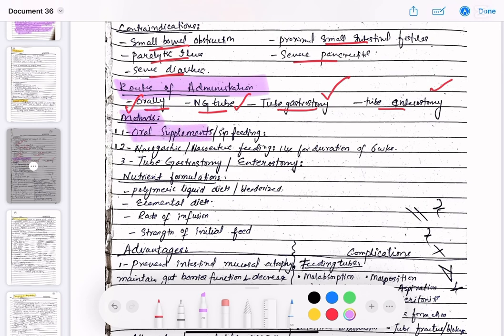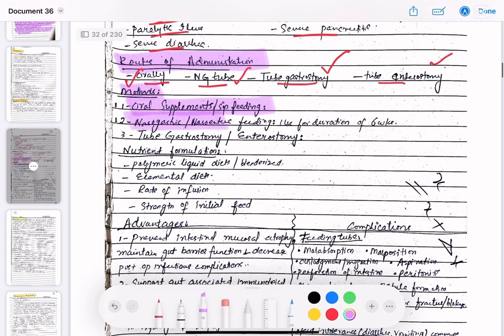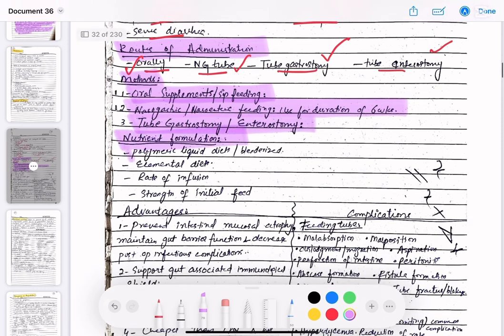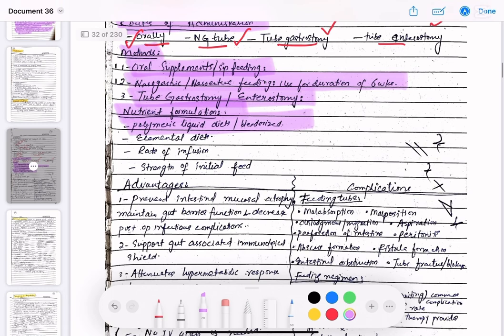Nasogastric or nasoenteric feeding is used for a duration of up to 6 weeks, and tube gastrostomy or enterostomy can also be used. For the nutrient formulation, polymeric liquid diets, blenderized diets, and elemental diets are given. Then there is the rate of infusion and strength of the initial feed, the advantages of enteral feeding, and the complications.